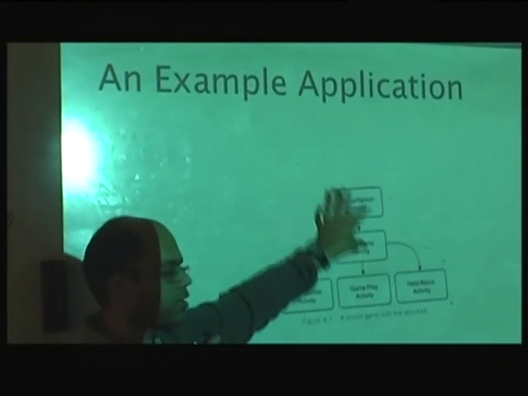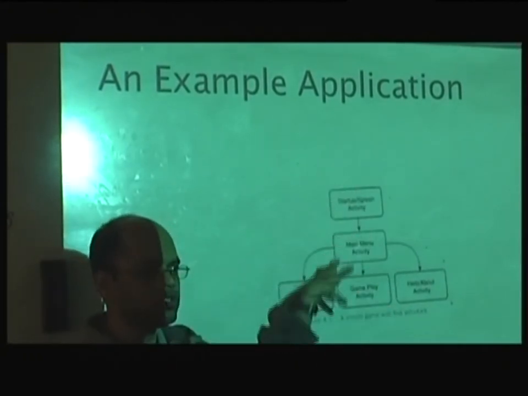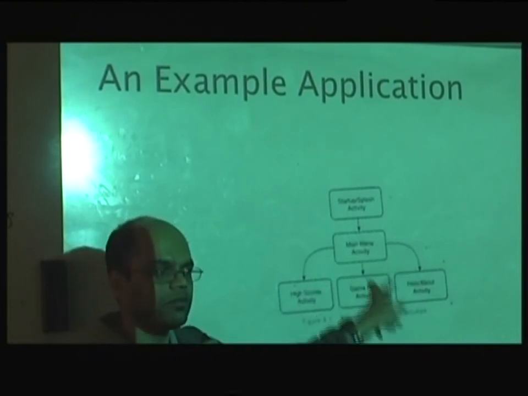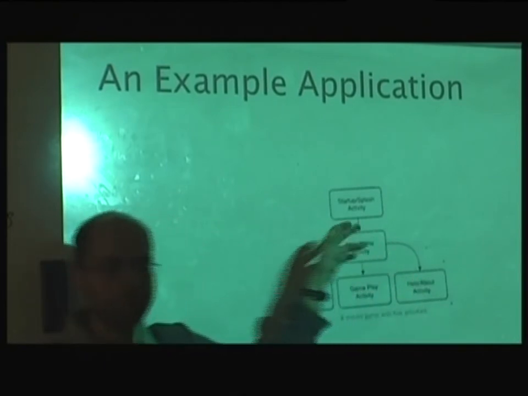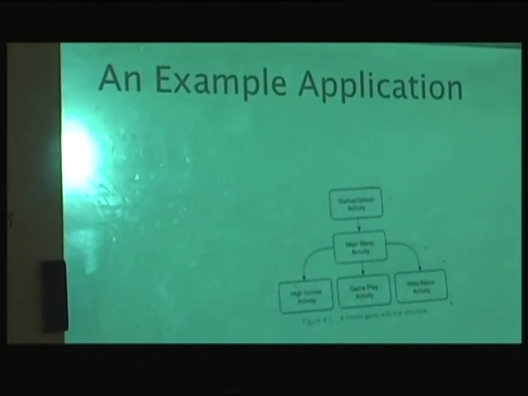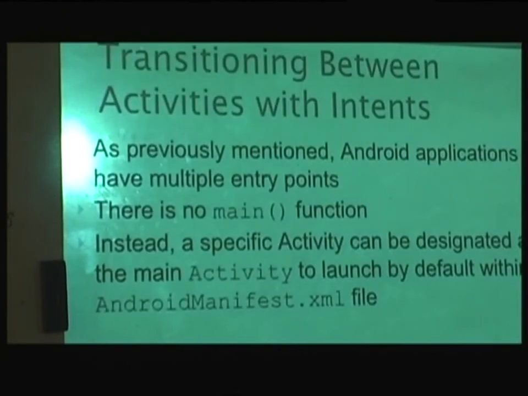Start part, main menu. In the main menu, you show 3 options, and user can jump to any one of these activities, and then come back to the main activity and so on. Right? So this is an example of how you can use activities.